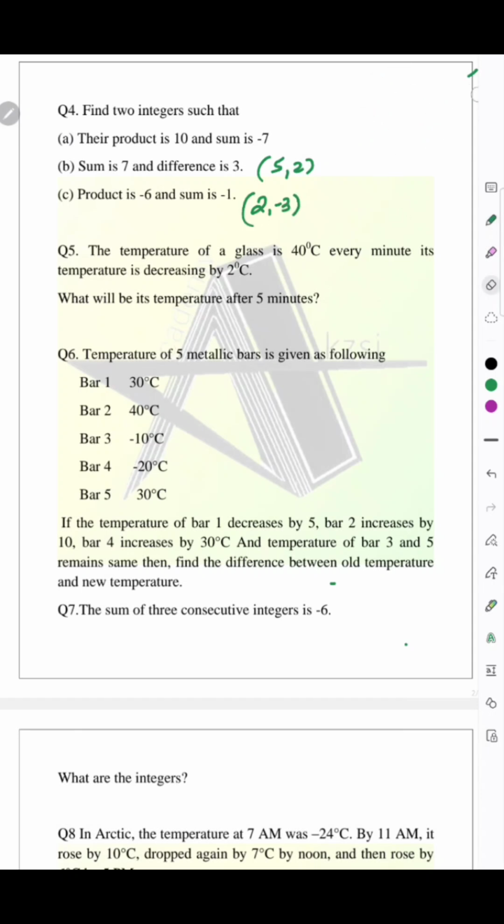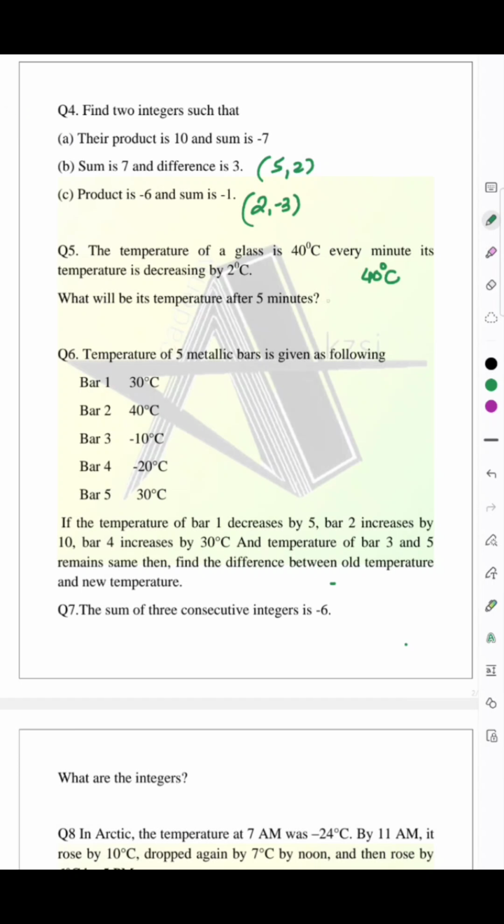Now, let me do question number 5. The temperature of a glass is 40 degrees Celsius. Every minute, its temperature is decreasing by 2 degrees Celsius. What will be its temperature after 5 minutes? So there is a glass at 40 degrees Celsius, and its temperature is decreasing by 2 degrees every minute.